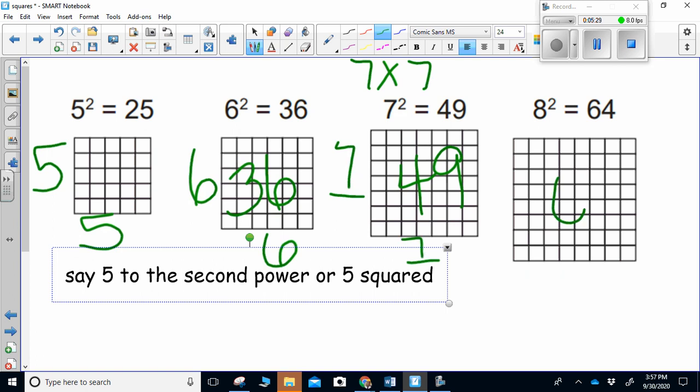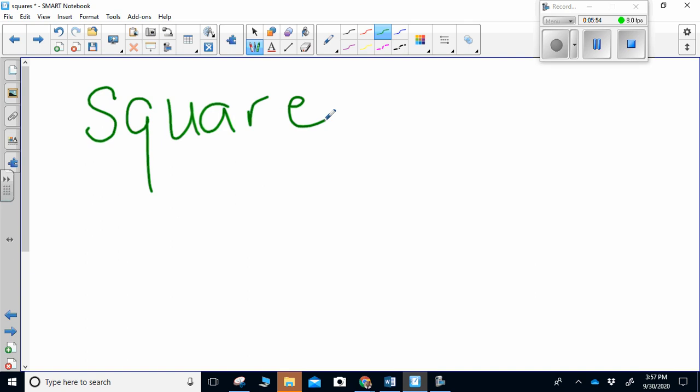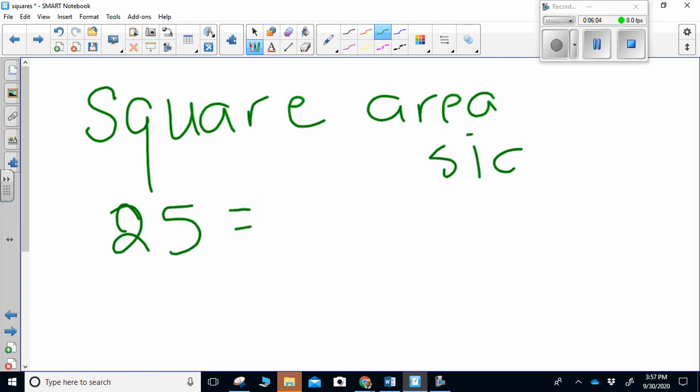If I have a 64 in here, what is the side length of that figure? Well, what are the twins? What times what equals 64? Well, the thing that equals 64 is 8 times 8. So I have some squares, and my first square has an area of 25. What is the side length?